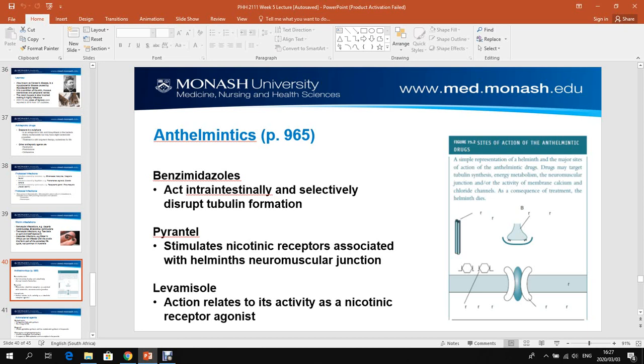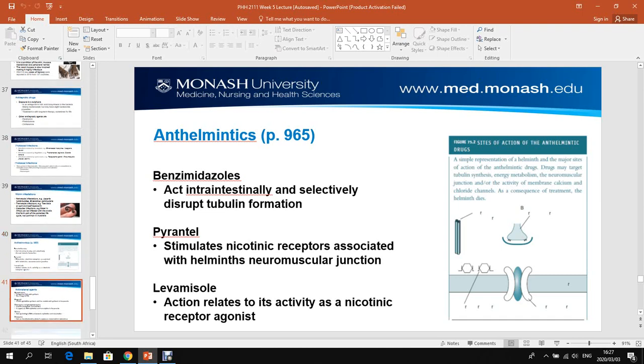Pyrantel is another drug which stimulates nicotinic receptors. Remember we spoke about nicotinic receptors, which are involved in regulating ion inflow and outflow. Levamisole is a drug whose activity works on the nicotinic receptor as an agonist.